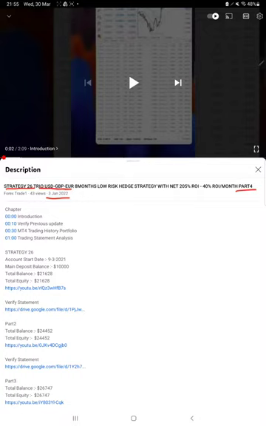As you know, in YouTube description you can get the strategy details, profit update, trading account statement to verify the details, so make sure you check them.